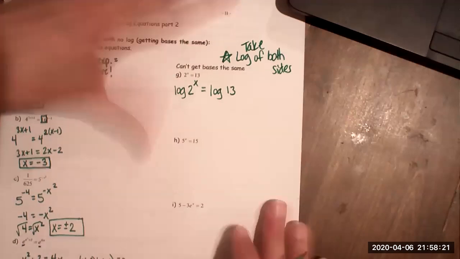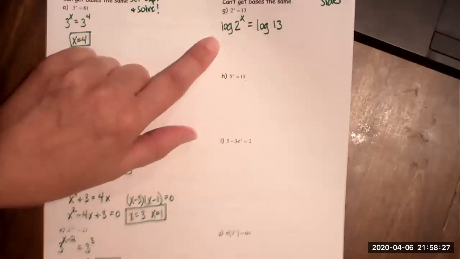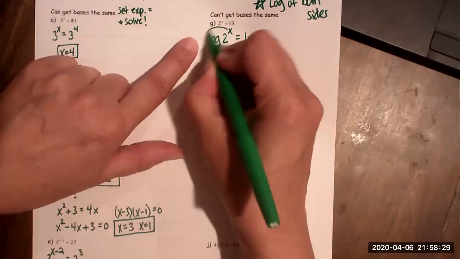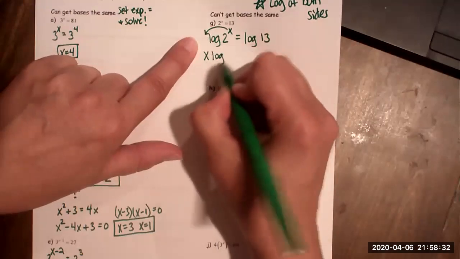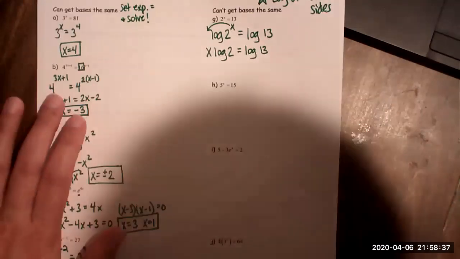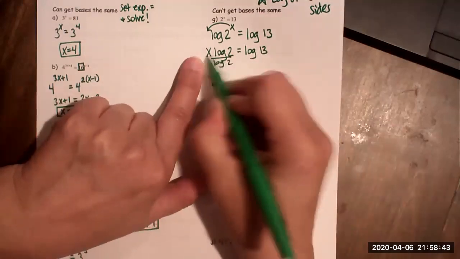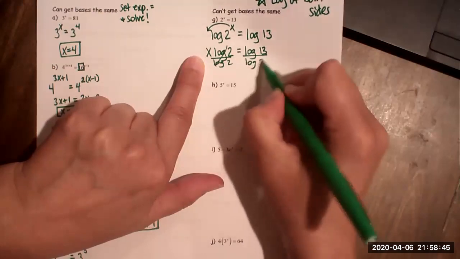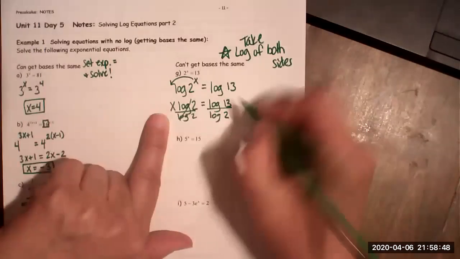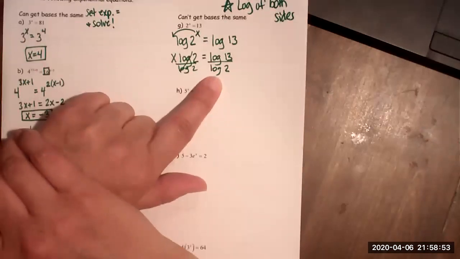But before you can solve this, we can't leave an exponent here. If you remember from when we were doing properties, an exponent on a log jumps to the front. So this really becomes x log 2 equals log of 13. I'm trying to solve for x, so I can divide both sides by log of 2. Now, if you're doing a problem and it says you cannot use a calculator, this is all you can do. You can't solve this any further. The answer is log 13 divided by log of 2.